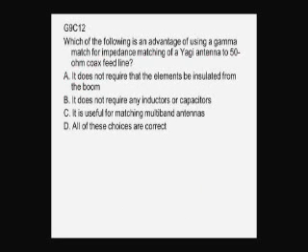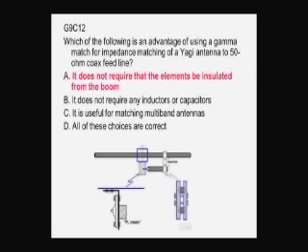Which of the following is an advantage of using a gamma match for impedance matching a Yagi antenna to a 50 ohm feed line? It doesn't require that the elements be insulated from the boom. You can do this with an all-metal antenna. You can have your metal driven element passing right through your metal boom here. No insulation required. The only insulation in the whole thing is in the center of the coaxial connector and between the rod and the cylinder on the gamma match. No other insulation in there. This will load that up and give you the impedance that you need. So it doesn't require that the elements be insulated from the boom.